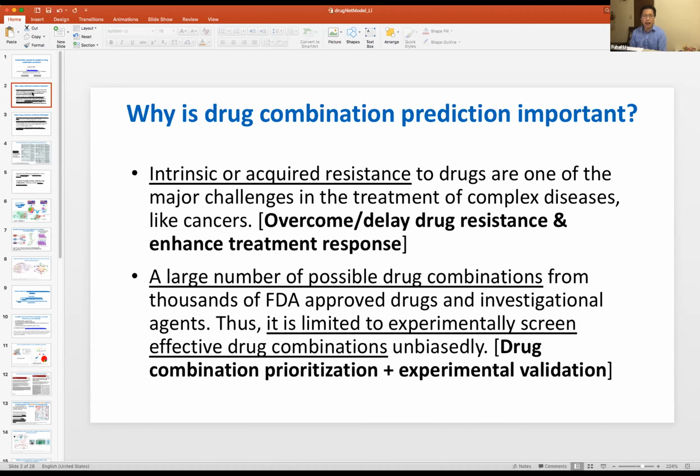It's limited to experimentally screen effective drug combinations, first because of whether there's a good preclinical model to mimic the disease perfectly. For single drugs, you can screen 1,000 drugs, which is doable. But for drug combinations, it's hard to screen in an unbiased way because there will be a large number of combinations. So the prediction purpose is to prioritize the possible drug combinations, and then you collaborate with experimental biologists or doctors to validate your predictions.